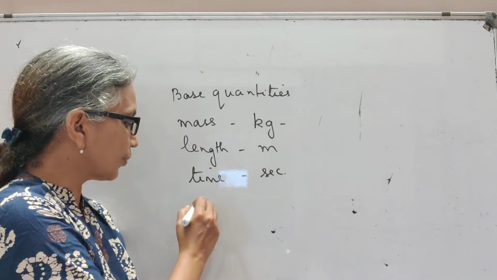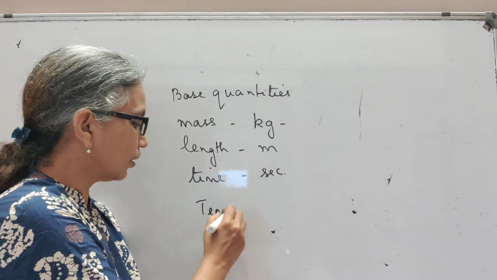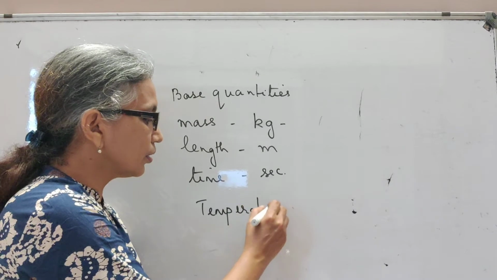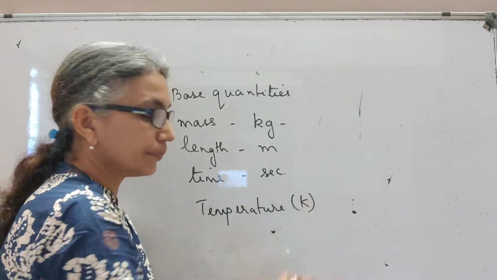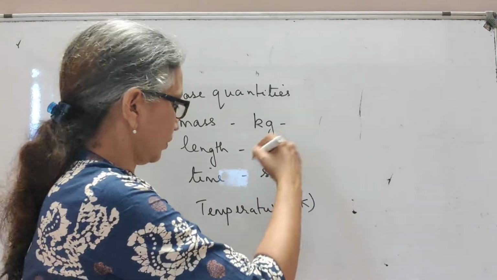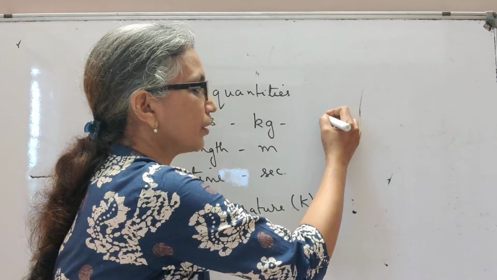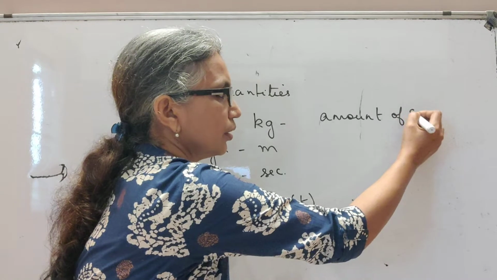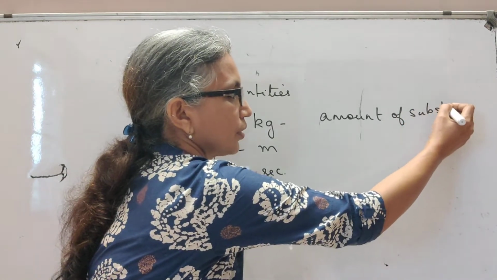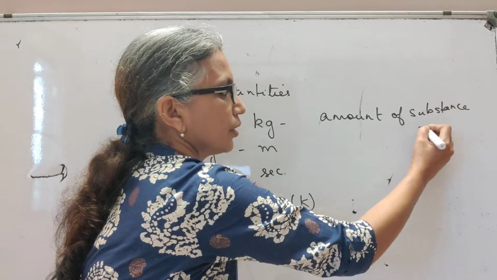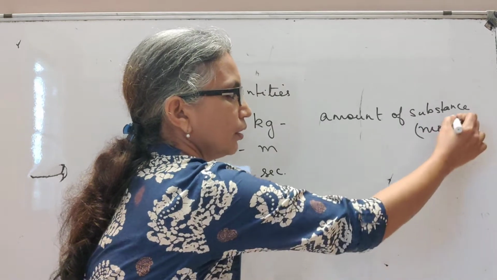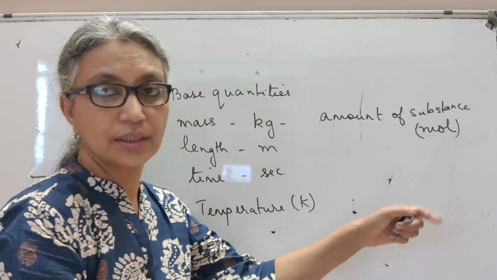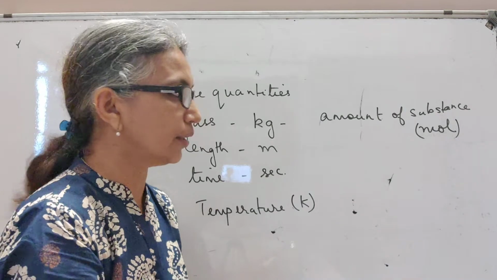Then we have temperature. The SI unit is Kelvin. Then the fifth one we have is the amount of substance, which you must have come across in chemistry. Amount of substance, SI unit is the mole, MOL. If you haven't come across this yet, you will be doing this in chemistry this year.